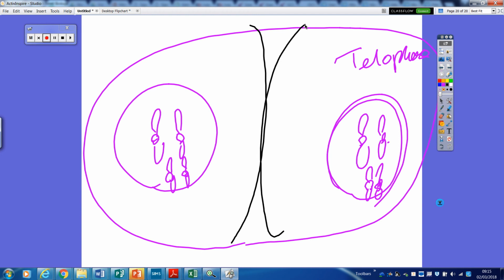Do we know what we call that phase? Begins with a C. Great, yes, yeah, cytokinesis. So after cytokinesis, we've got two cells exactly the same as each other. Okay? Now in meiosis, that's slightly different.